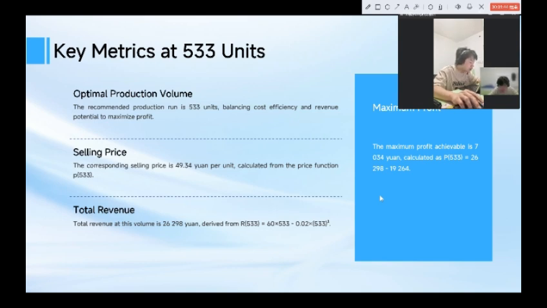After deducting total costs, we achieve a maximum profit of 7,034 yuan, computed as this one. This production volume effectively balances cost efficiency with revenue potential, maximizing overall profitability.